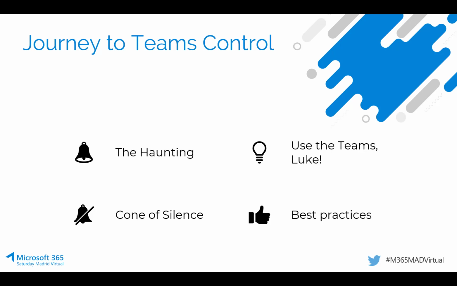So, our agenda today is the trilogy in 4 parts and learn how to control teams better. First, we talk about the horror and haunting of Teams, all the notifications actually, that may make you lose your sleep. And we will learn how to use Teams. So it's just like using the Force, let's use Teams, Luke. And learn more about how to utilize the cone of silence to keep us more focused. And of course, at the end, I will go through some of the best practices and bag of tricks so you can take away with you and start using Teams better.